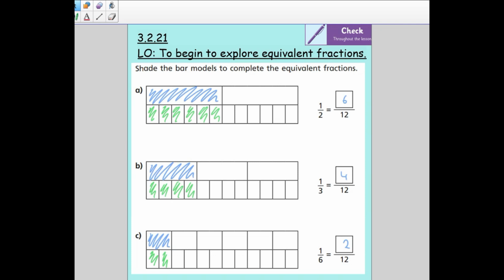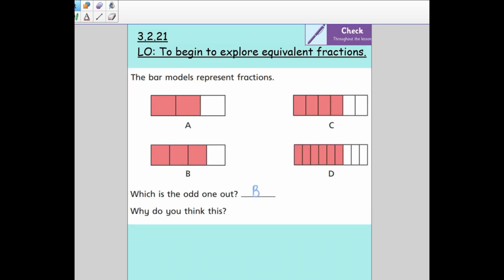Shade the bar models to complete the equivalent fractions. So 1/2 is the same as 6/12, 1/3 is the same as 4/12, and 1/6 is the same as 2/12. The bar models represent fractions. Which one is the odd one out? It's B, because B represents 3/4. A represents 2/3, C represents 4/6, and D represents 6/9. They are all equivalent fractions, except for B.